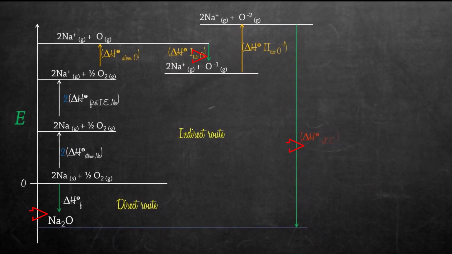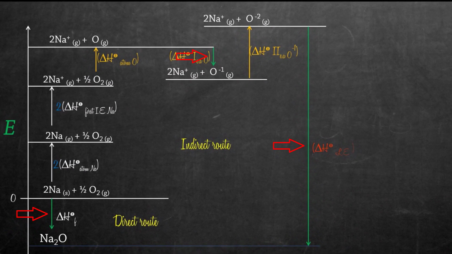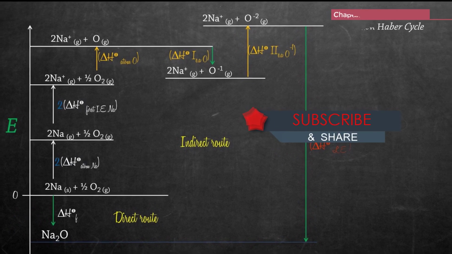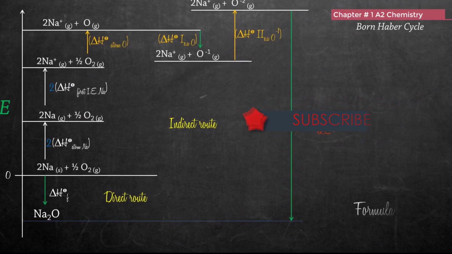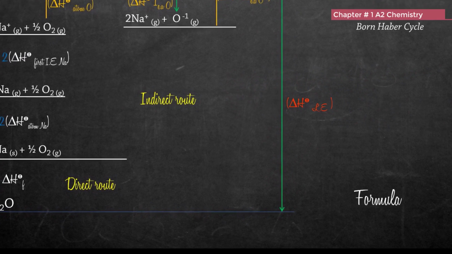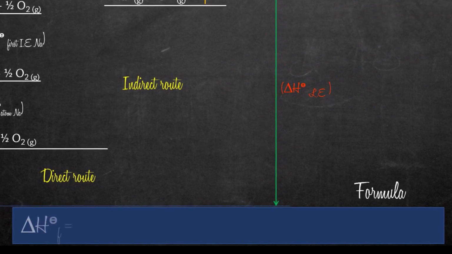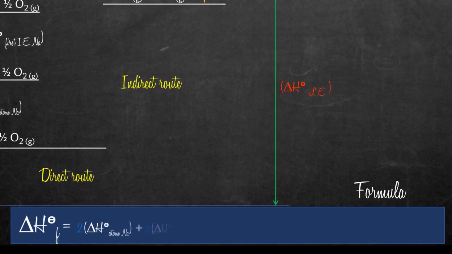In this diagram, downward arrows are representing the exothermic reaction, while upward arrows are showing the endothermic reaction. Formula of the Haber cycle that we have drawn now, that is, enthalpy of the formation is equal to the sum of rest of all enthalpies included in this cycle.